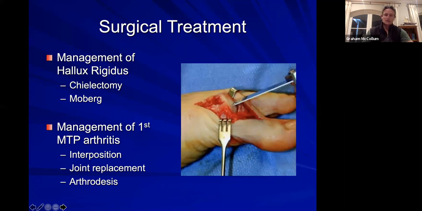Now in most cases you get a great range of motion on the table, and then when you see them sort of 3 months later, they've lost a lot of that range. But that doesn't always match their patient-reported outcome scores. The other possibilities, which would be joint sacrificing, would be interposition arthroplasty, and arthrodesis, of course.